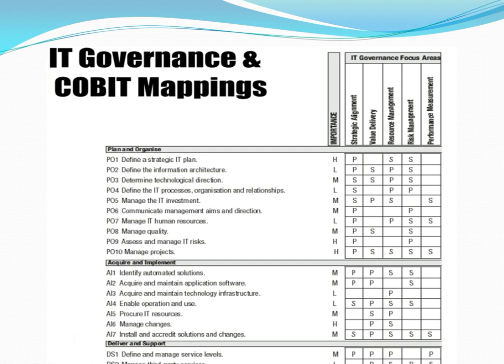So PO stands for plan and organize. AI means acquire and implement. DS means deliver and support. So you see the mappings there.